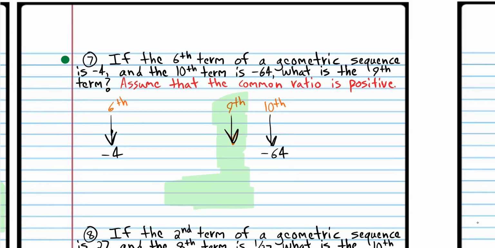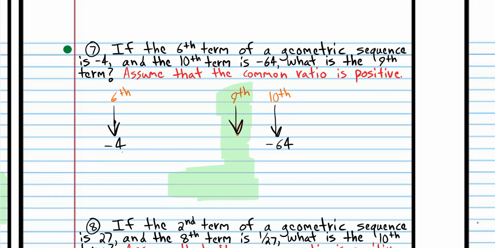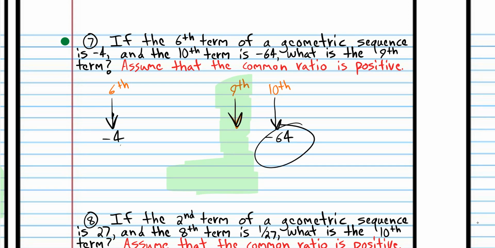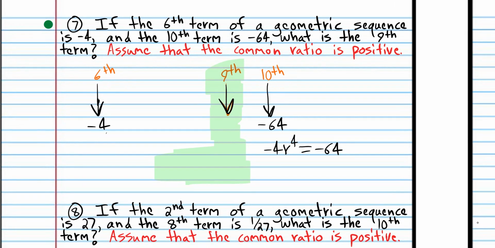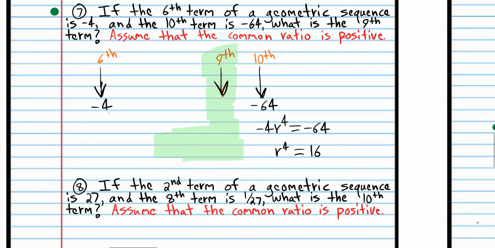So this is a geometric sequence, so we're going to be multiplying by some constant. So how many times do we multiply the 6th term by the common ratio to get to the 10th term? Well, that's just going to be 4, because 10 minus 6 is 4. So if we take the 6th term and multiply by r 4 times, we should get the 10th term. Divide both sides by -4, and we have r to the 4th is equal to 16. And it tells us that r has to be positive, so it's going to be +2.